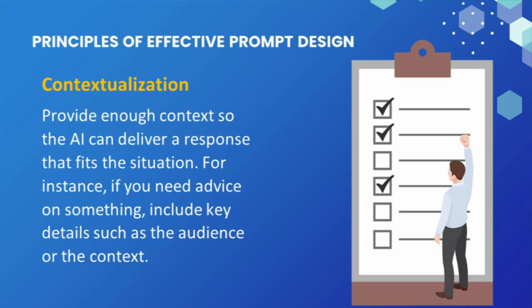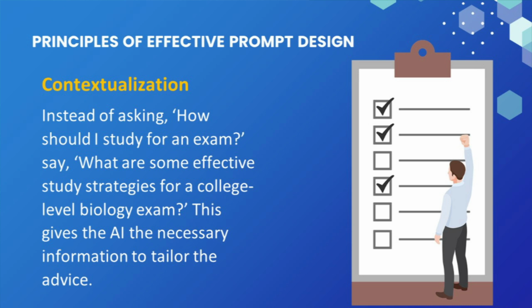Then comes the contextualization. Provide enough context so that AI can deliver a response that fits the situation. For instance, if you need advice on something, include key details such as audience or the context. Instead of asking, how should I study for an exam? Say, what are different effective study strategies for a college level biology exam? This gives the AI necessary information to tailor the advice.